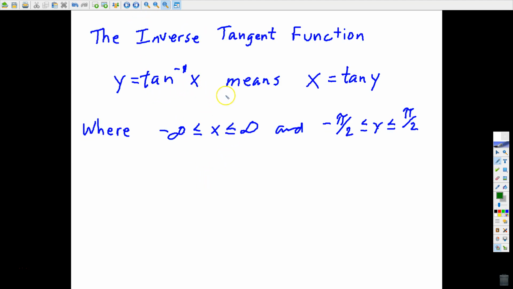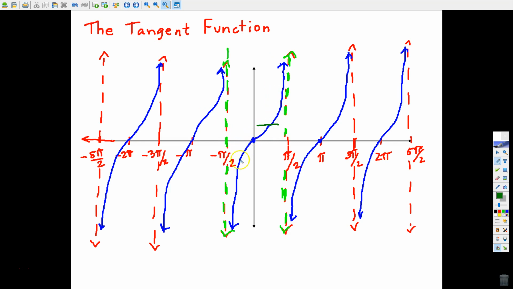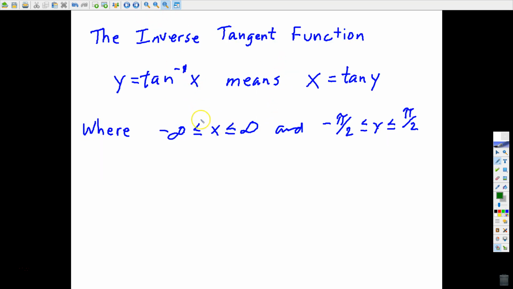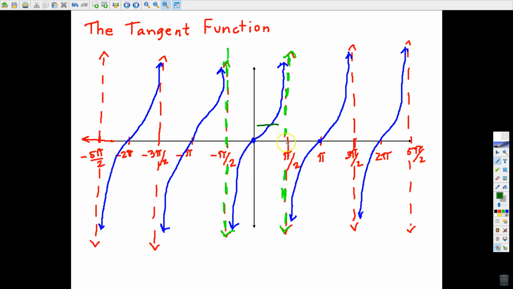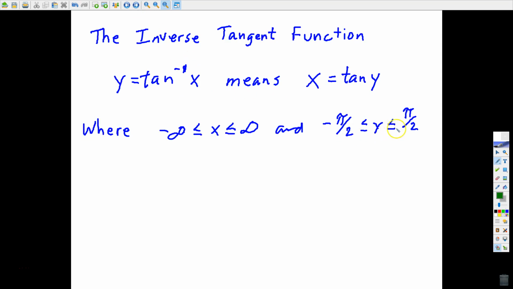All right, so let me just run through this with you, and then we'll get specific. The input for inverse tangent is all real numbers, because the range for tangent, if you can tell, is all real numbers. Notice how along the y-axis, I'm traveling forever and ever up, I'm traveling forever and ever down. Okay, so the range for tangent becomes the domain for inverse tangent. And the domain for tangent between -pi/2 and +pi/2 becomes the range for inverse tangent.